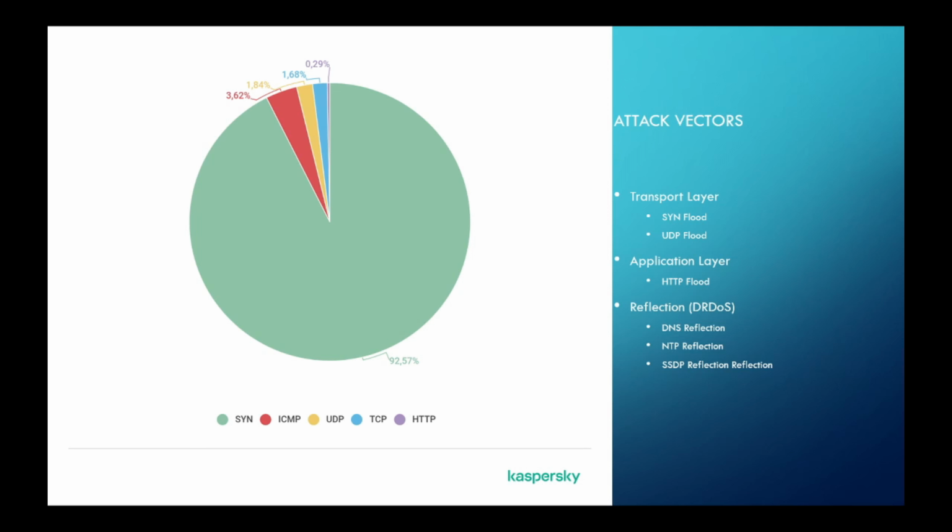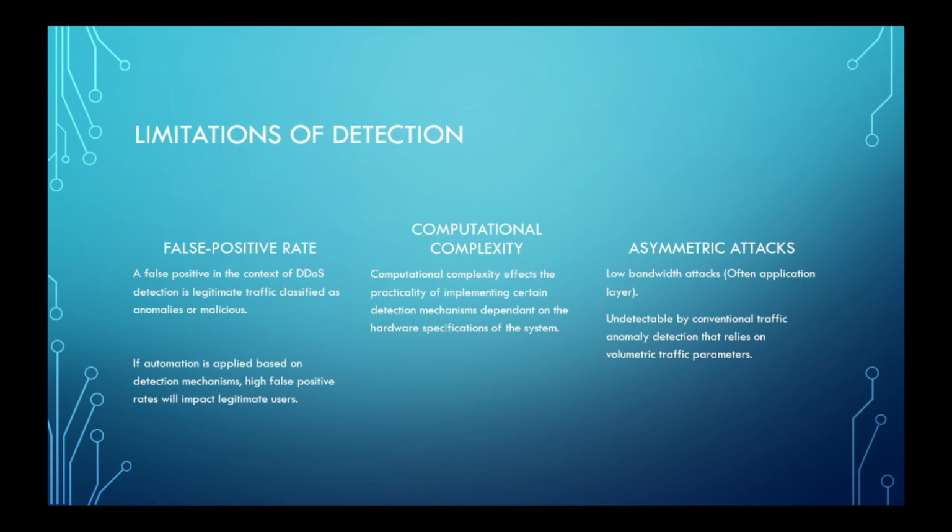Some of the common limitations of the detection models that we've reviewed in this dissertation are things like false positive rate, computational complexity, and asymmetric attacks. For the false positive rate, a lot of the detection models aren't very optimized in terms of only detecting what is actually an attack. A lot of them throw in legitimate traffic as well, and that can impact legitimate users and deny them of the service that we're actually trying to assure.